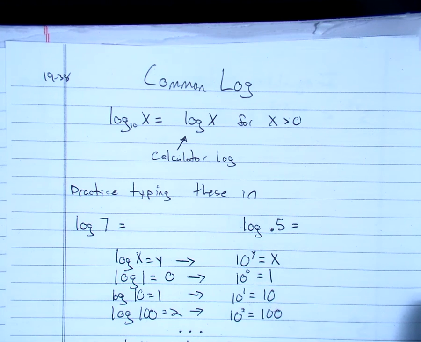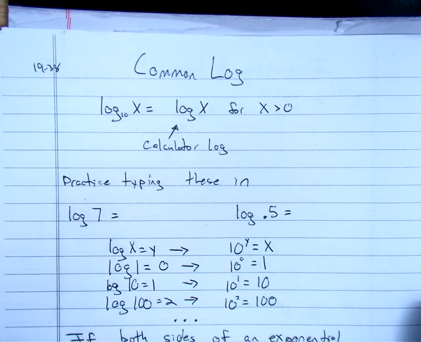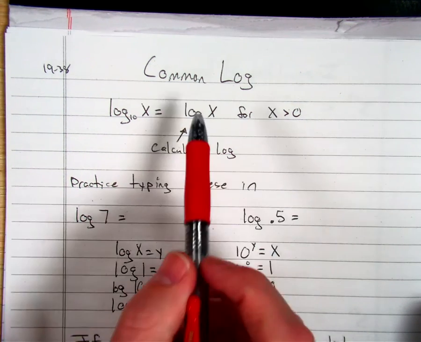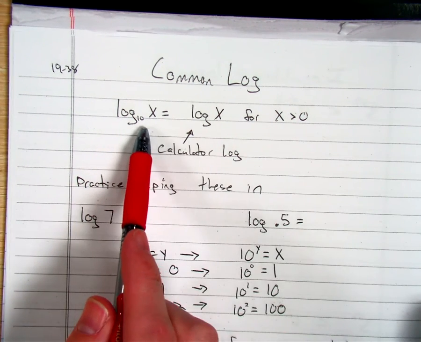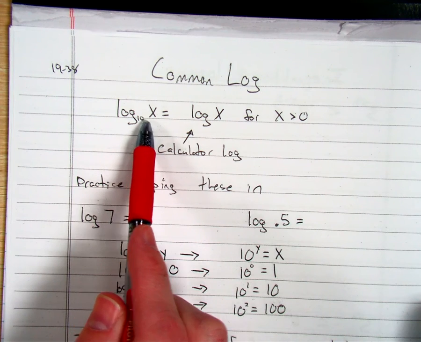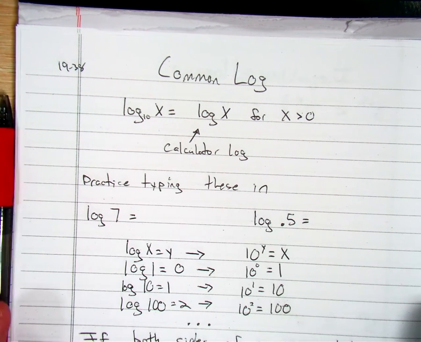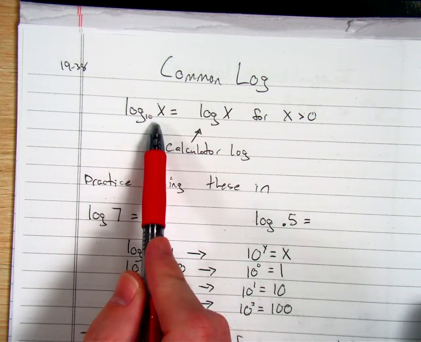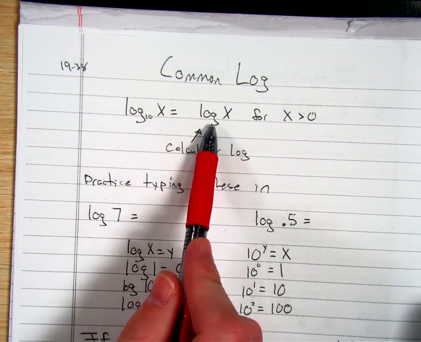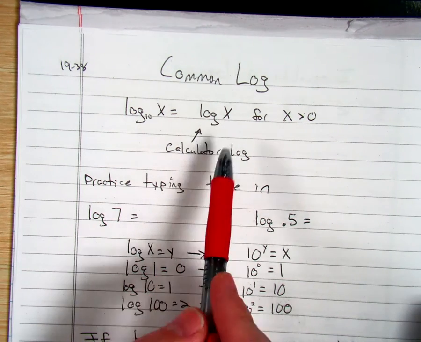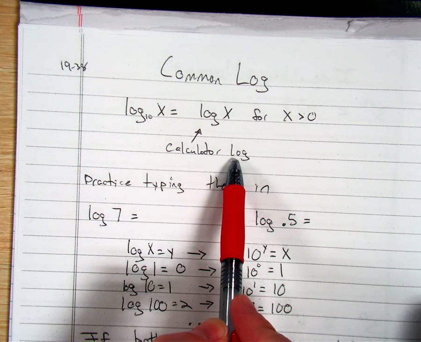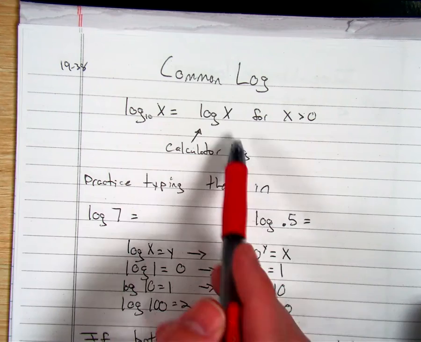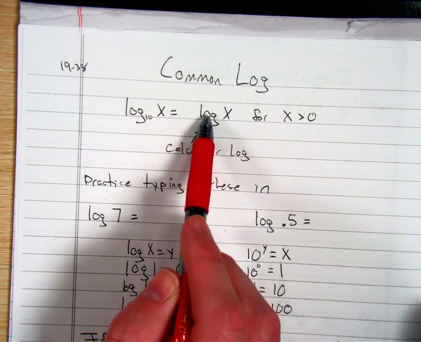Alright, Algebra 2 guys, we're learning about common log today. Common log is just going to be log base 10. We're going to call it the common log because we use it so much in real-world calculations. And we're going to abbreviate it. We're just going to take that base 10 out, so it's just regular log. And that's what the calculator log is. That's our common log. So when you see the log button on your calculator, this is what it is.